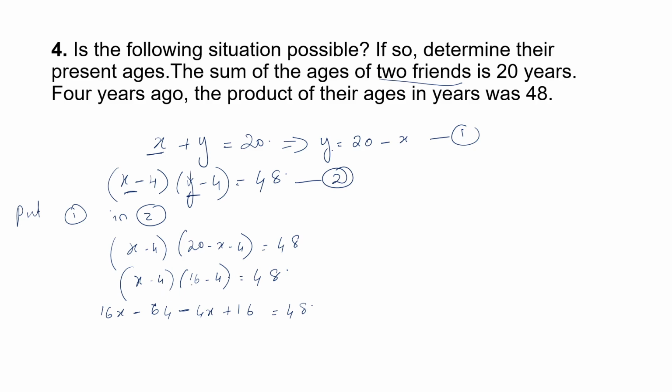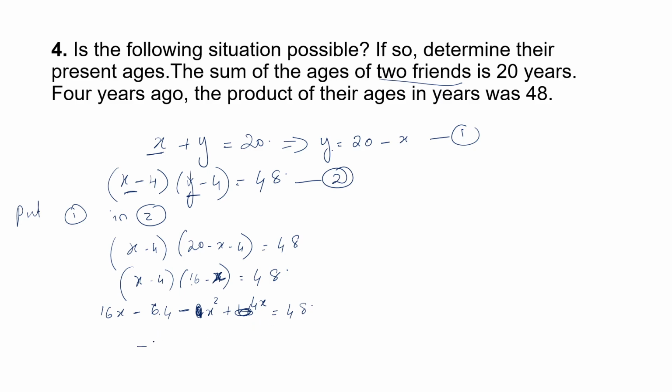Here it is 16 minus x. That's what I am seeing where there is a quadratic. 16x minus 64 minus x square plus 4x. Okay, so we have to get a quadratic. Okay, so this is done.